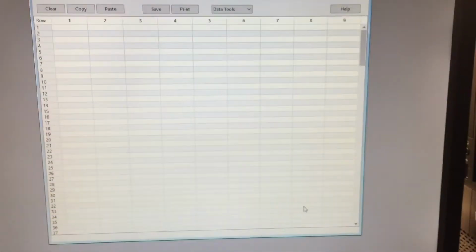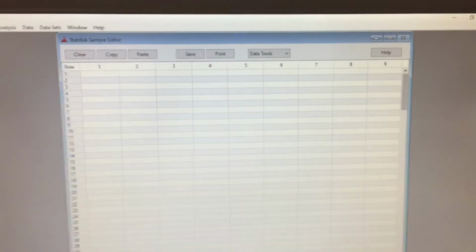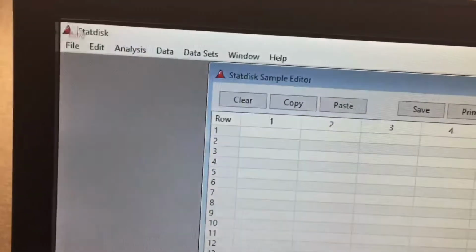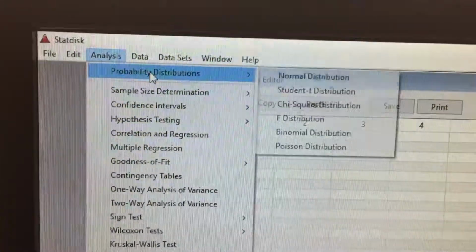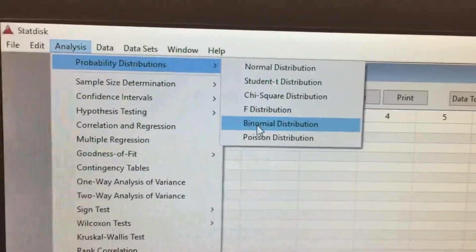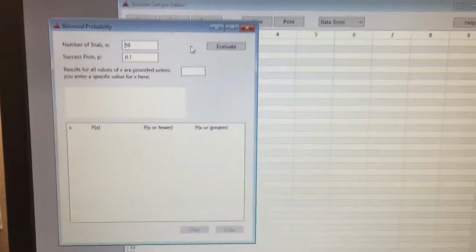Now, we're finding probabilities here, and we're dealing with binomial, okay? Because we're dealing with boys and girls. There's only 2 outcomes, so that means we're dealing with a binomial distribution. So to access that, we're going to go to Analysis, and then Probability Distribution, and then from there you go to Binomial Distribution. Now your screen is going to look like this.